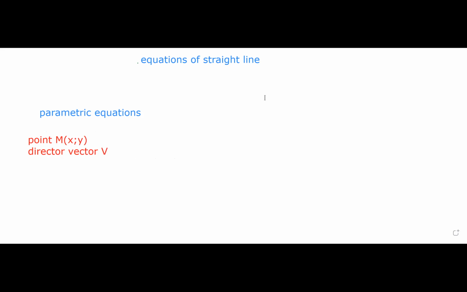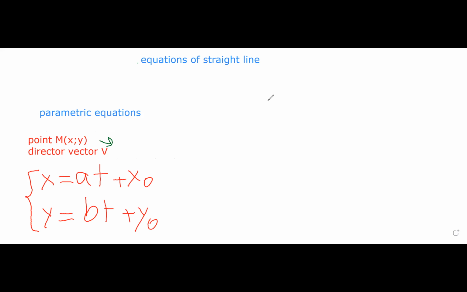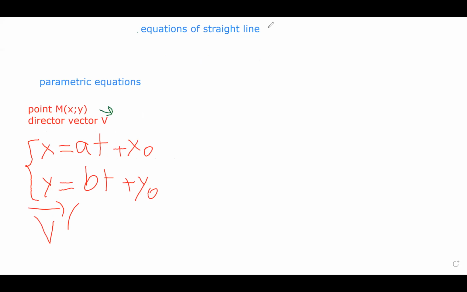Then, let us remember together how we write the parametric equations. Parametric equations are written in this form: X equals something and Y equals something. For example, X equals AT plus X zero, Y equals BT plus Y zero, such that A and B are the directing vector. So the directing vector has A and B, and it could also be KA, KB.